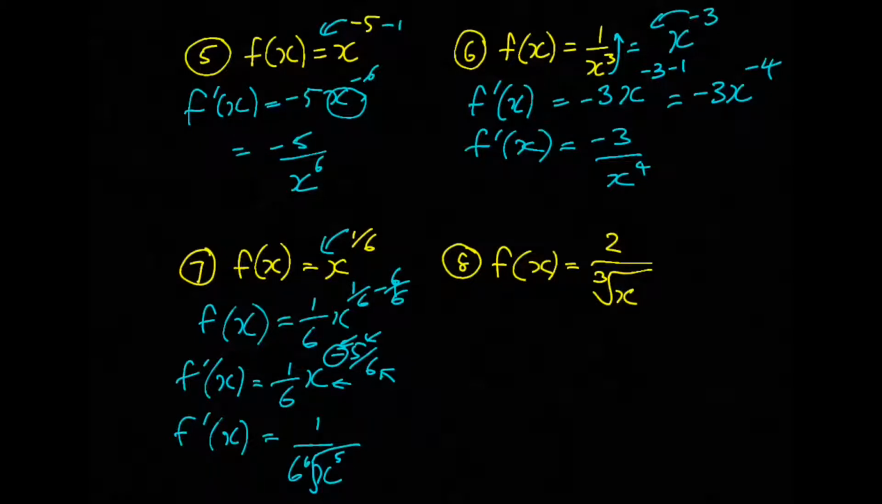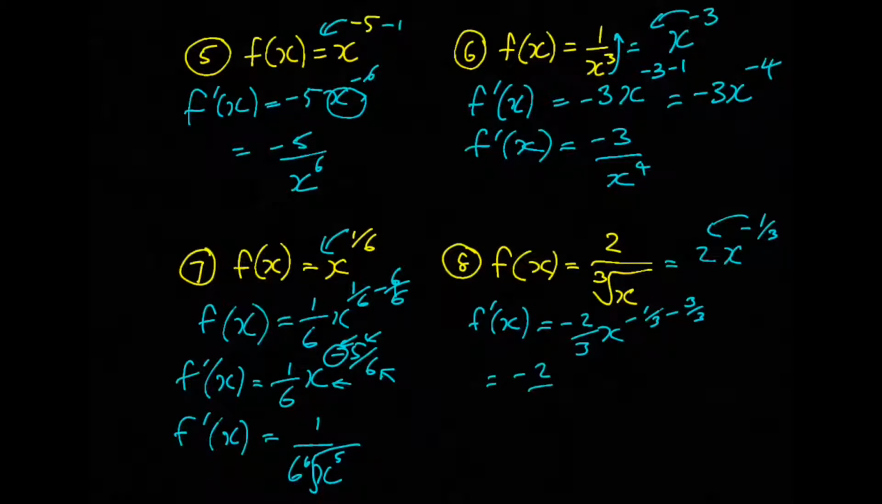Okay, part 8. So we need to put this in a better form. So it's actually 2x to the negative 3rd. So f dash of x now equals, this comes down the front to multiply by the 2, so it's negative 2 on 3, x to the negative 1 on 3 minus 1, which is 3 on 3, equals negative 2 on 3, x to the negative 4 on 3. And then finally, f dash of x equals negative 2 on 3, because this puts the x down the bottom, x to the 4, and it's the cubed root.